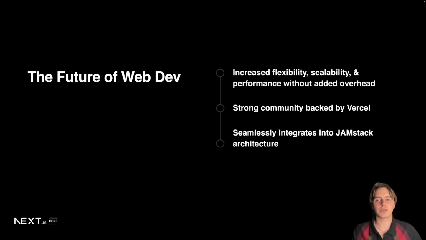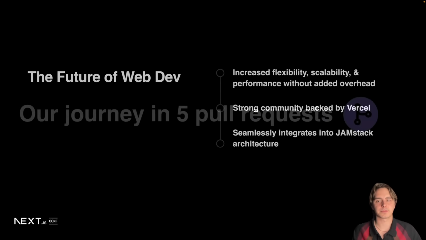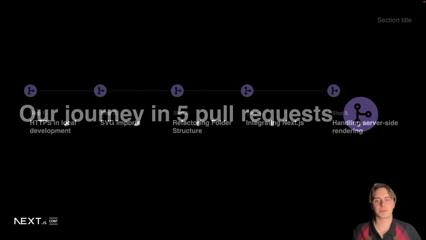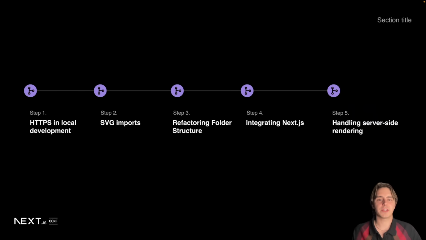It seamlessly integrates with the Jamstack architecture, which is becoming the go-to for modern web development due to its scalability and performance benefits. More and more developers are moving to Next. So let's take a look at our journey to Next. Knowing the benefits and the differences between the two, we're going to take a look at the 5 pull requests that made that migration possible.